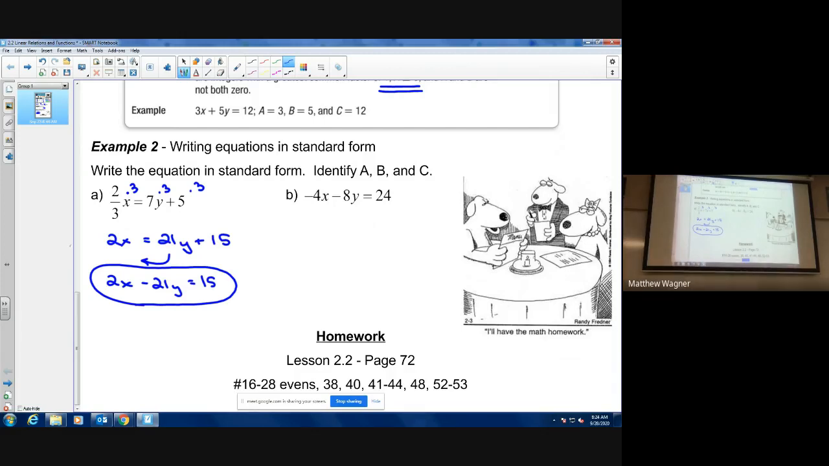Looking at this next one, we notice that we have integer values across the board, which is good to go. But what is wrong with this? Hopefully you are noticing that our a value is negative. That cannot happen. So the easiest thing to do is flip the sign on everything. So we're going to have a positive 4x, a positive 8y, and a negative 24. All right. And that is your equation in standard form. Again, a is 4, b is 8, and c is negative 24.